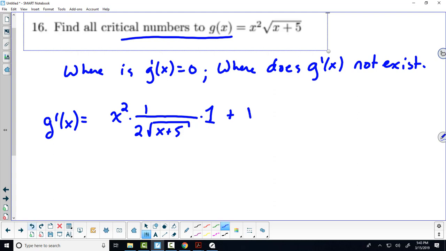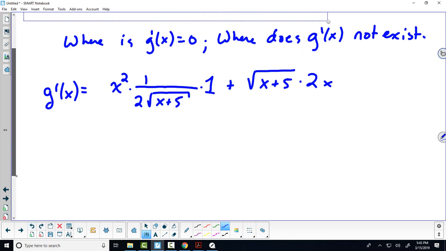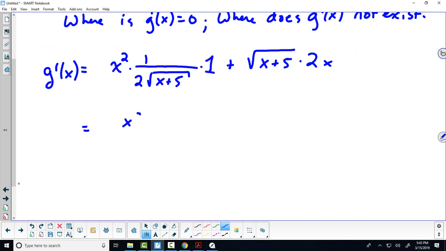Now here we go, plus the second times the derivative of the first. Okay. So let's clean that up a little bit. This gives me x squared over 2 square root of x plus 5 plus 2x times the square root of x plus 5.